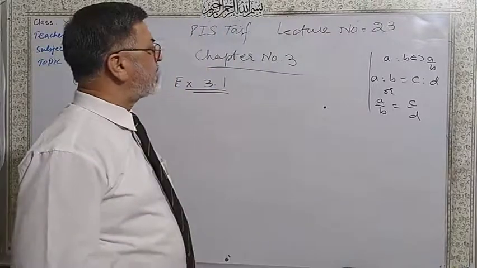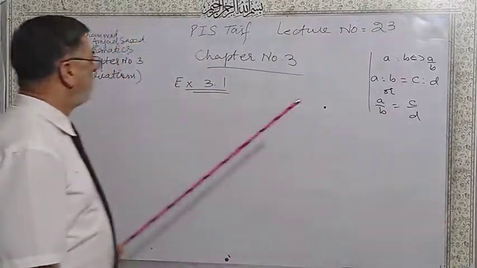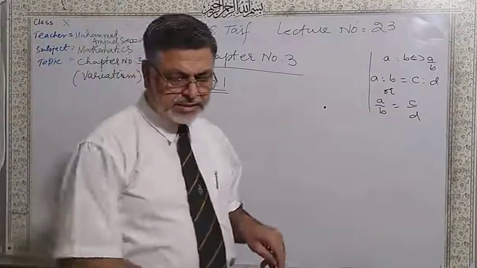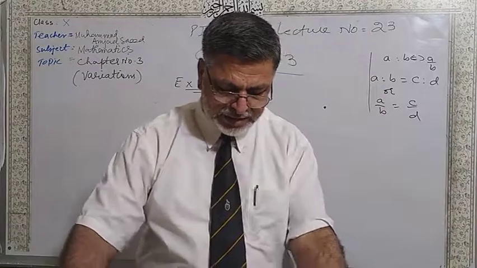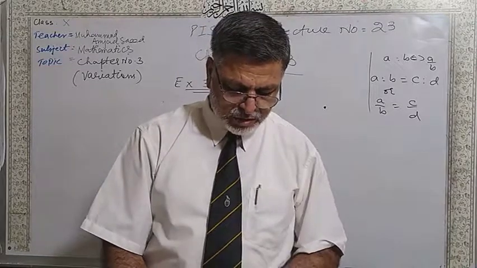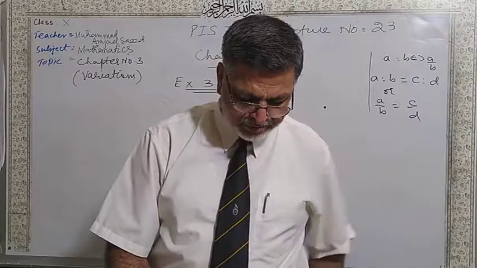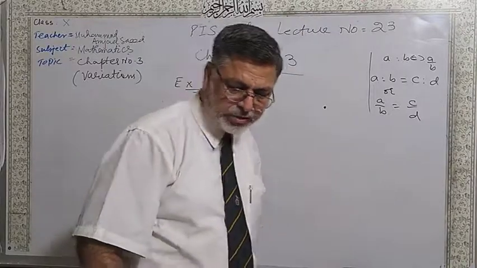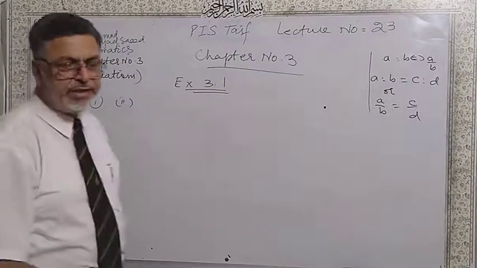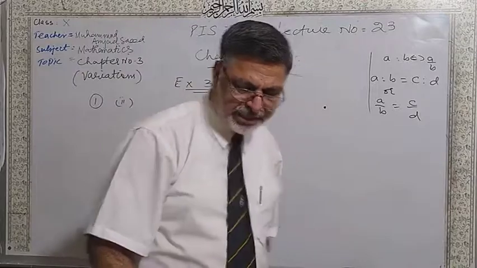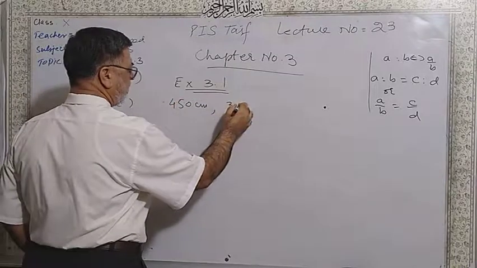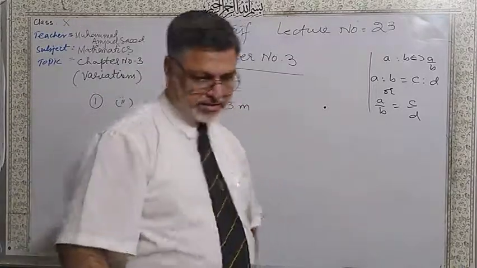We will continue our lecture 23 from exercise 3.1. This is your 10th class mathematics. Express the following as ratio A, ratio B and as a fraction. For example, we have question number 1 part 2: 450 centimeter and 3 meters.